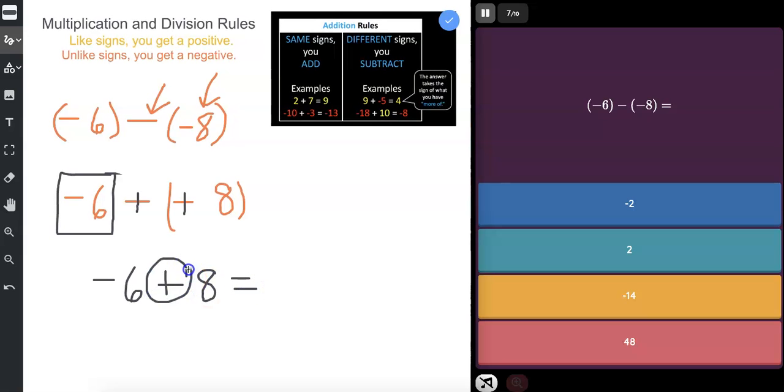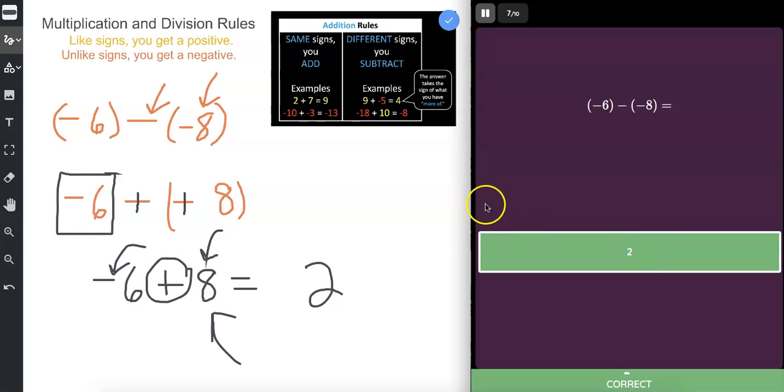Now that it's addition, we can apply our addition rules. The signs are different. This is a positive 8, this is a negative 6. So those are different sign numbers. So we're going to subtract. 8 minus 6 is 2, and we have more positives than negatives. You ask yourself what you have more of when you're applying the addition rules. So we get a positive 2 for this answer.